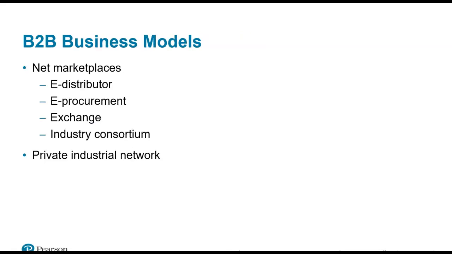What we're getting into next is business-to-business business models. Say that real fast. Business-to-business business models. What we call B2B2B. So in terms of the way these work, these are essentially online versions of existing ways of doing business. We are going to talk a little bit about private industrial networks, which is a form of e-business as well as e-commerce.